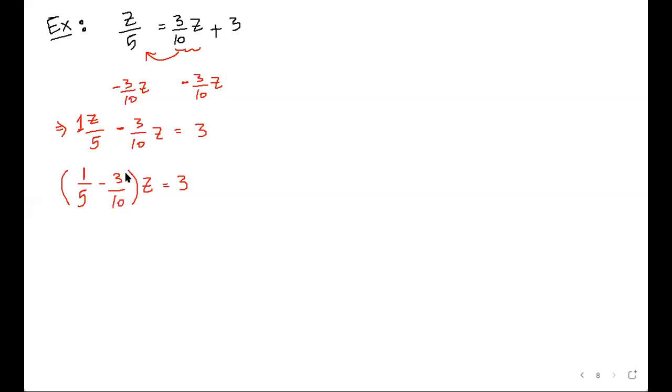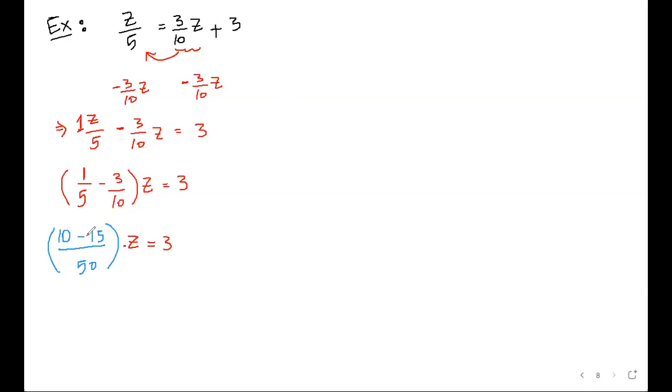By something called cross multiply, or finding the least common denominator. The idea here is to make the denominators equal. So let me do the cross multiply. 1 times 10 is 10. 5 times negative 3 is minus 15, over 5 times 10, 50. Okay, again, 1 times 10, 5 times 3, z equal 3.